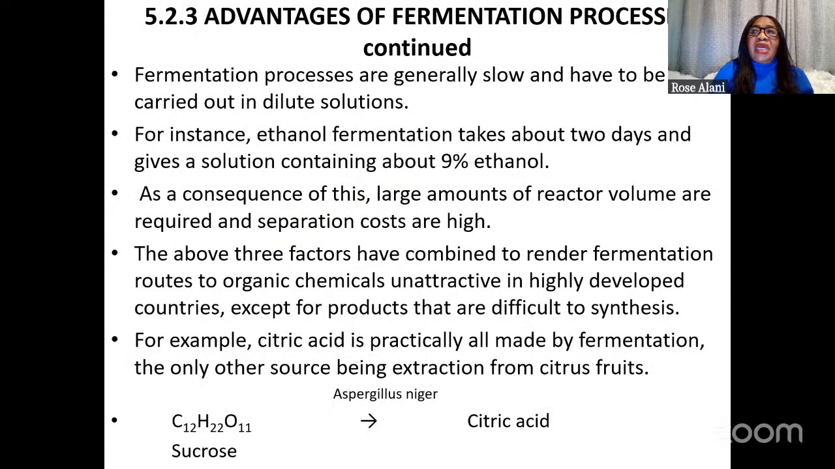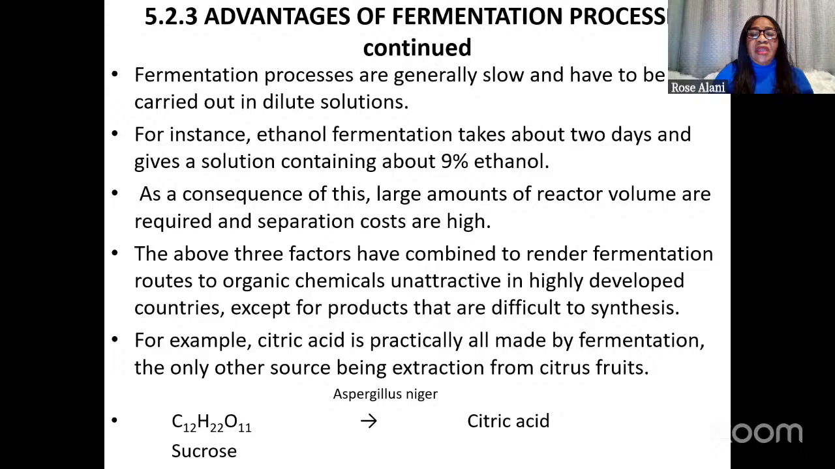And also another disadvantage is that the process is very slow. It has to be carried out in dilute solutions. For instance, ethanol fermentation takes about 2 days to take place, containing just very dilute ethanol, about 9%. As a consequence of this, you need large volumes of reactors, and then its separation cost is high.